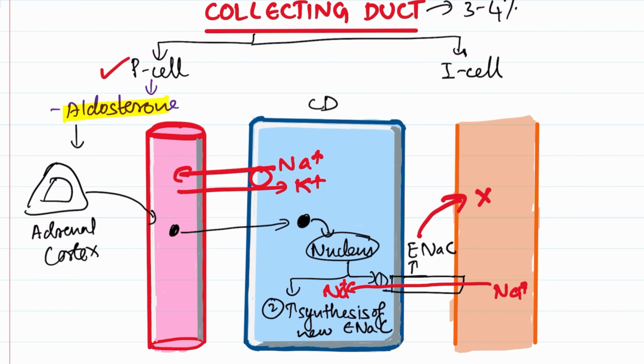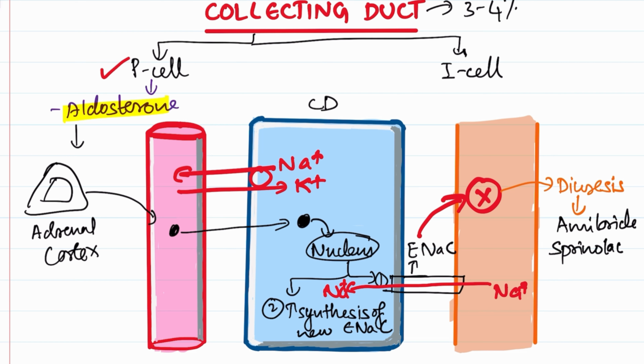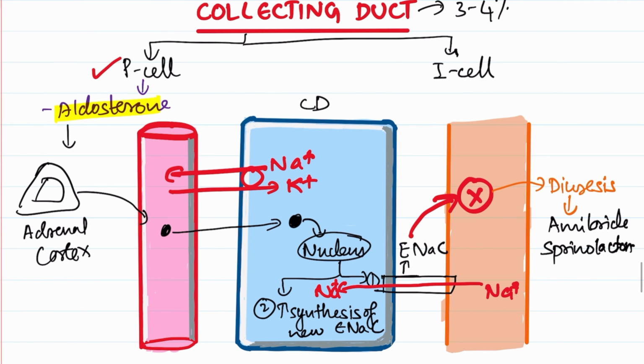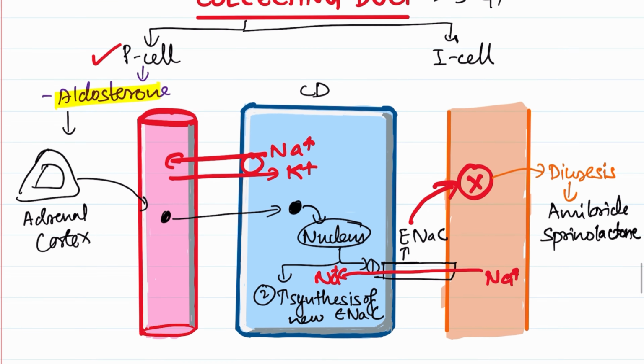Now what happens if we block the epithelial sodium channel? If it is blocked, again sodium absorption is somewhat decreased, so there is going to be a diuresis again, and this diuresis is brought about by potassium sparing diuretics such as amiloride. We'll learn more about them in the pharmacology session. Another diuretic is spironolactone. Spironolactone is more concerned with the action of aldosterone than the action on the epithelial sodium channels. So that's about sodium reabsorption.